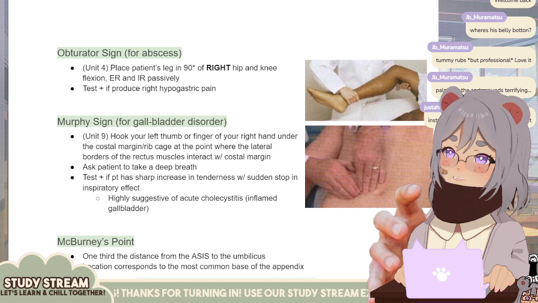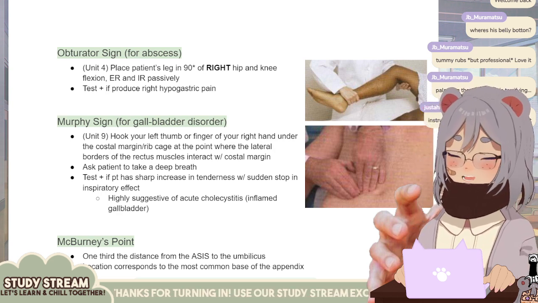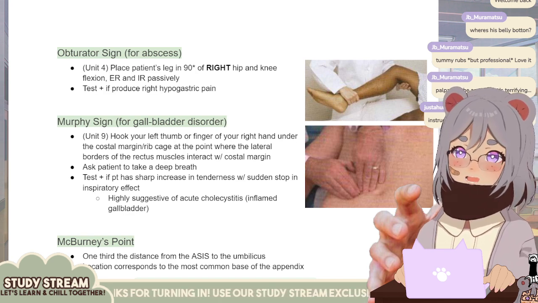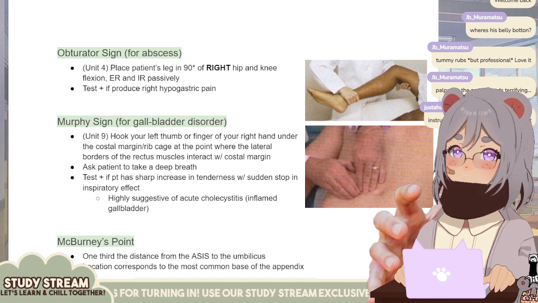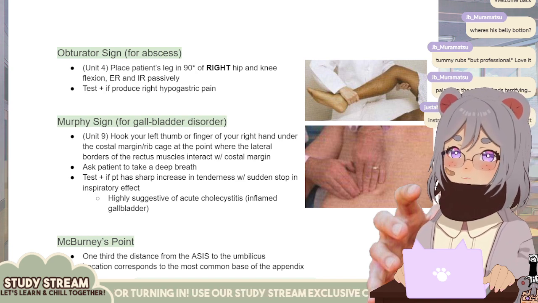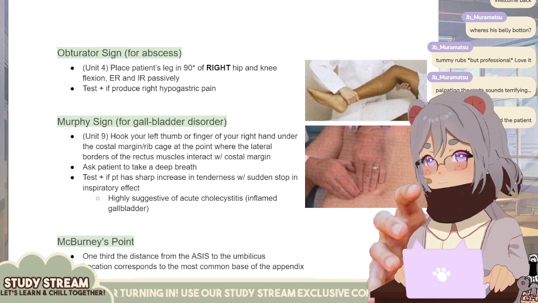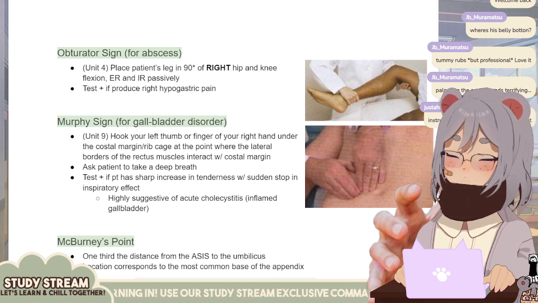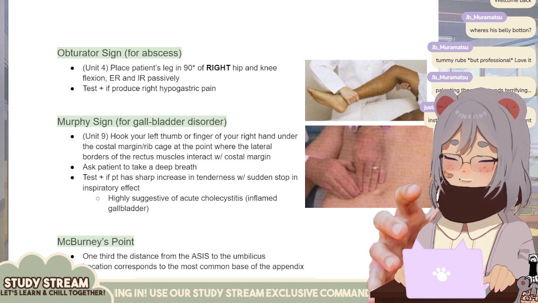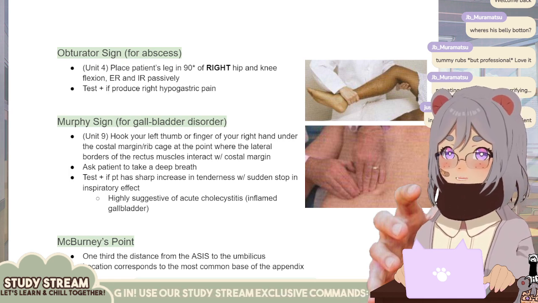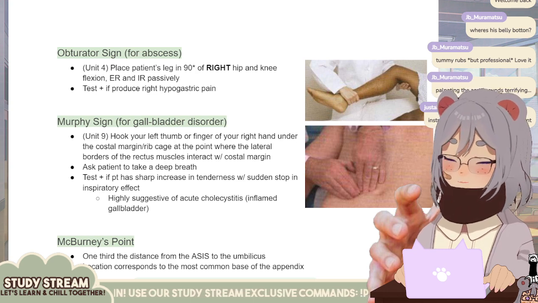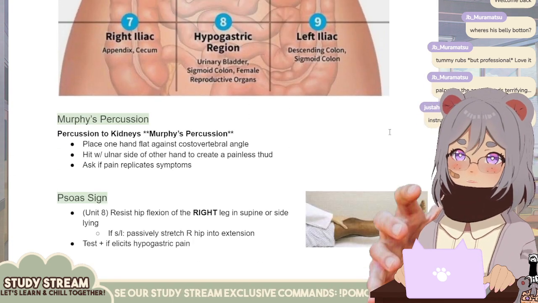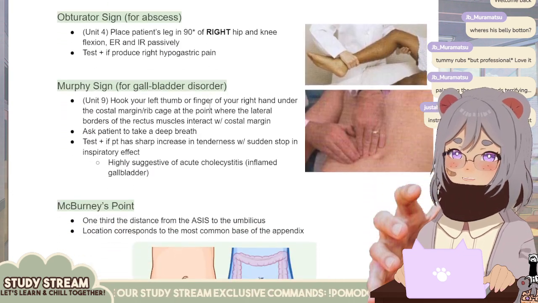Let's talk about the obturator sign, okay? So the obturator sign is to test for any fluid filled pustules that you may have. Same thing with the right leg. You place the patient's leg into about 90 degrees of right hip and knee flexion, and passively do external rotation and internal rotation. If they experience some pain turning their leg in and out, this might be right hypogastric pain. So again, that's going to be your sigmoid colon, female reproductive organs, and urinary bladder. So, dun dun.